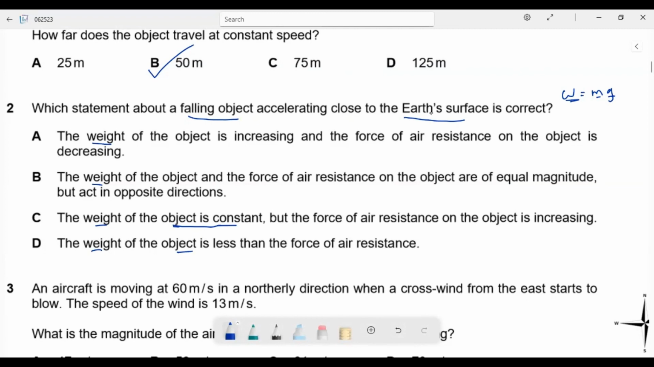However, the force of air resistance acting on the object increases. As the object's speed and interaction with air molecules increase, it leads to a greater air resistance. As the body is falling freely, the air resistance will increase. So the right answer is C.